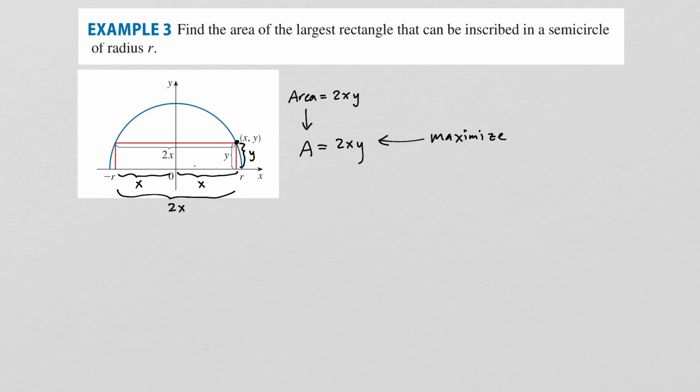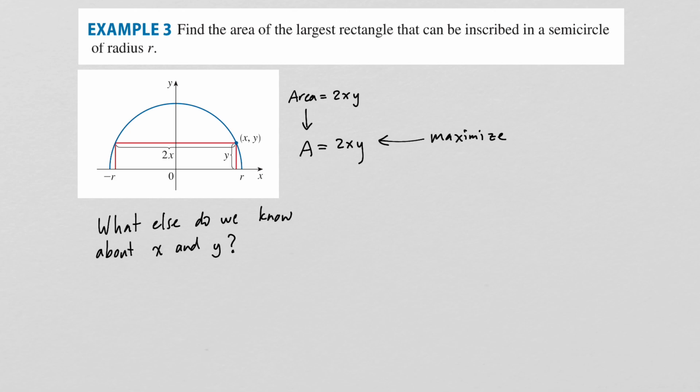But we can't do it, not yet, because our function A has two variables on the other side. We need to get rid of one of these variables. So as before, this is where we ask, what else do we know about x and y? Well, what we know is that the point xy is on this semicircle.